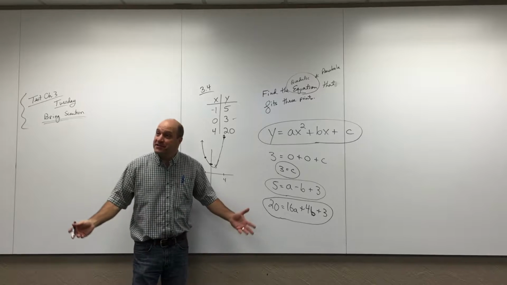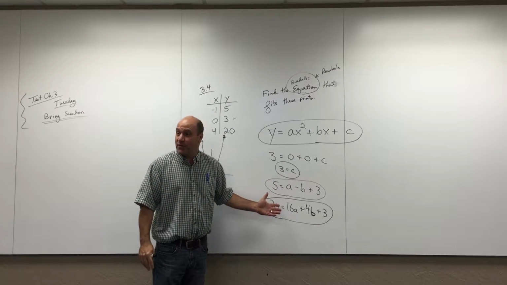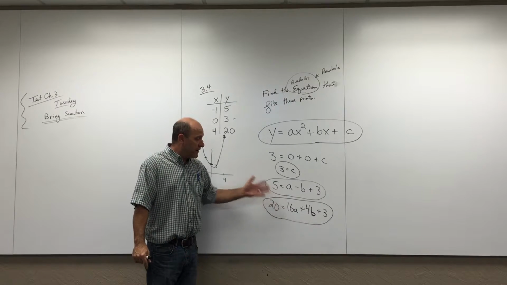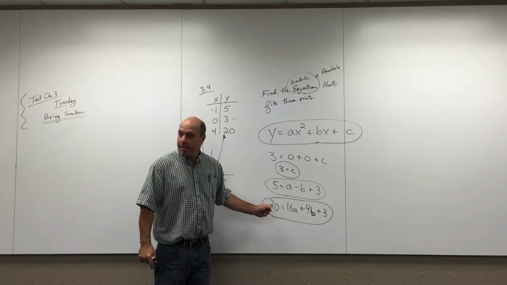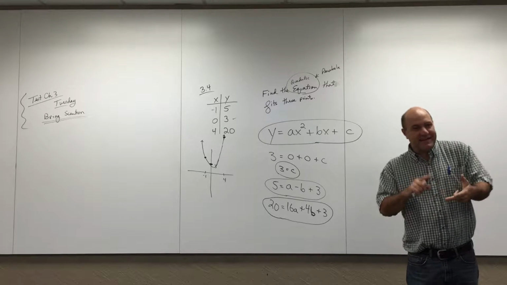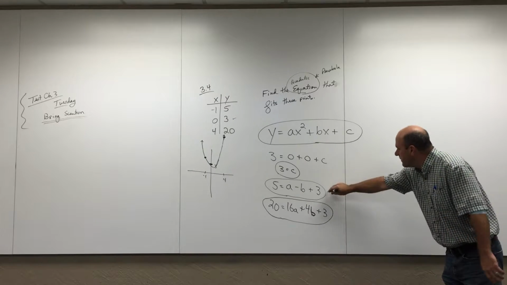Hey, we practiced this in Chapter 2. How do you solve 2 equations with 2 variables? It's called solving a system of equations. We can probably solve and find A and B. We practiced that in Chapter 2. We could maybe substitute, maybe we could eliminate somehow. We can somehow solve this. Here, I'll help you.